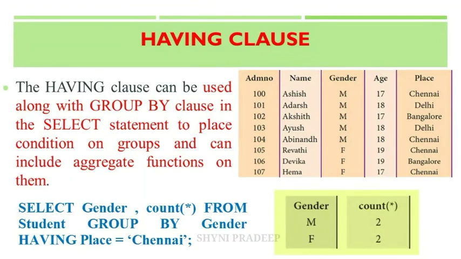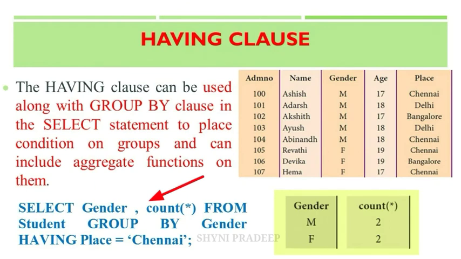Next keyword is having clause. The having clause can be used along with the group by clause in the select statement to place the condition on groups and can include aggregate functions on them. For example, to count the number of male and female students belonging to Chennai, you have to write like this. Select gender, count from student group by gender having place is equal to Chennai.